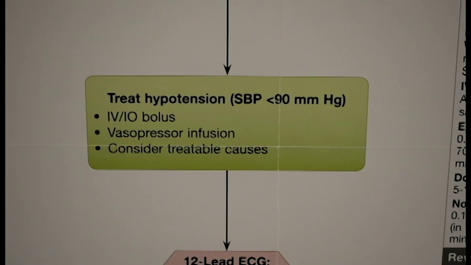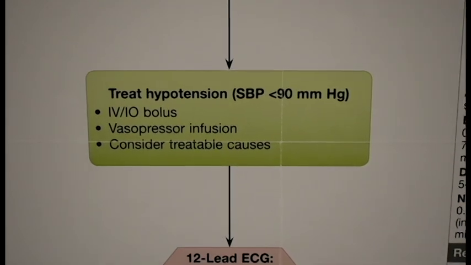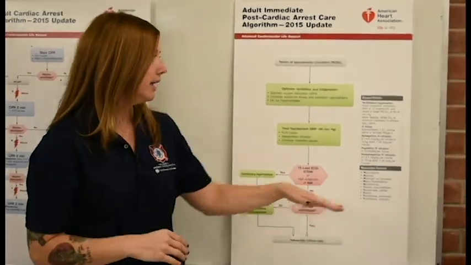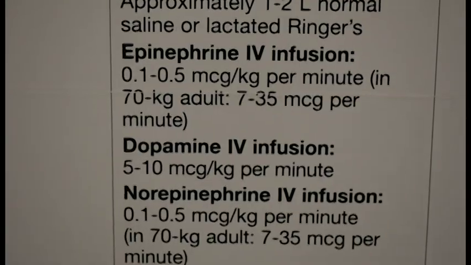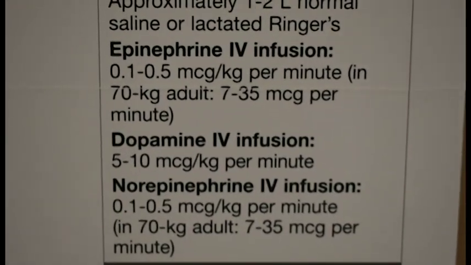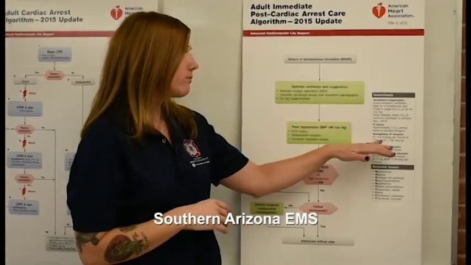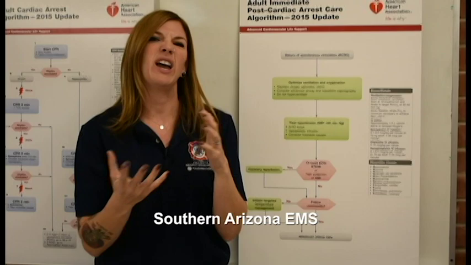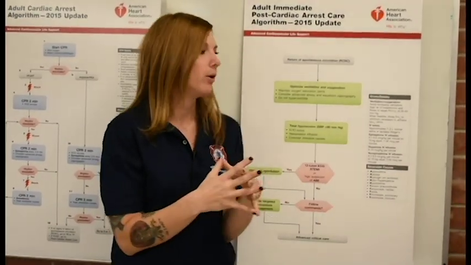If that does not bring your patient's blood pressure up, then you want to start looking at pressors. And it lists them over here at the side, such as epinephrine, dopamine, or even norepi. I don't know about in your region, but norepi is not common around here. That's more hospital. They usually have infusions of epinephrine and dopamine pre-hospital.